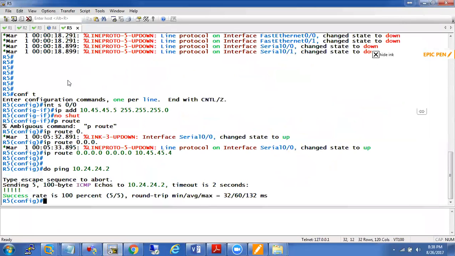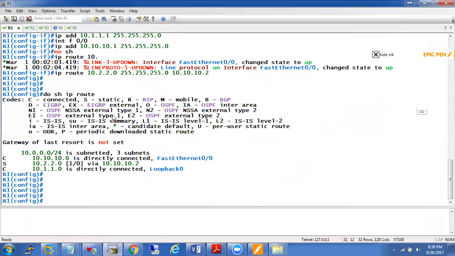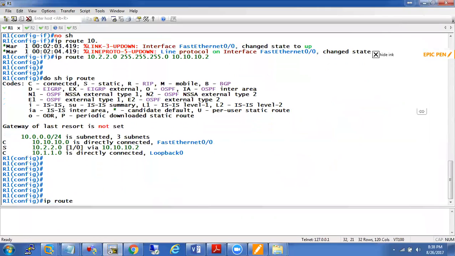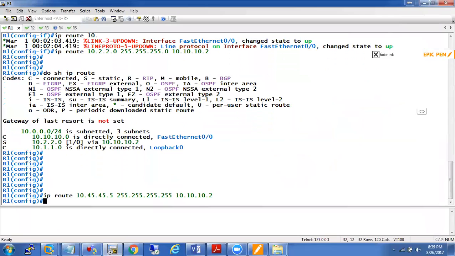So on R1, IP route 10.45.45. I'll just point to R5 because that's my key server. So my route goes to whom? To R2. So R2 gets a packet inside the VRF.